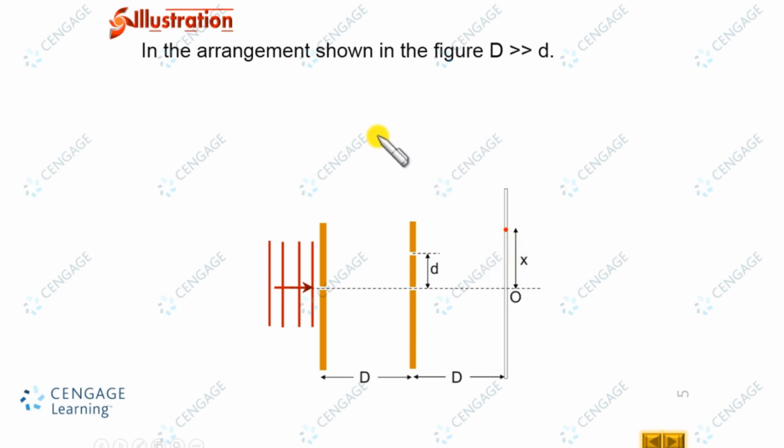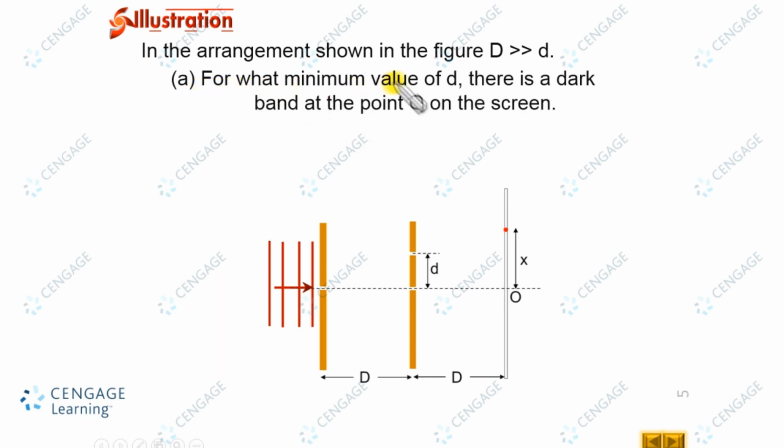Now let us move to the next part of the question. It is given, for what minimum value of small d is there a dark band at point O on the screen? O point is this point, right, where this dotted line meets the third screen, and it is given there should be the dark band. The dark band means there should be minima. And the question is, for what value of small d should there be minima at the point O, right? And it is also given what should be the minimum value of small d. That means we need to calculate the minimum value of small d, for which there should be minima at this point.